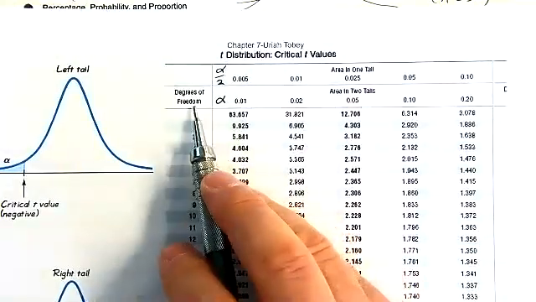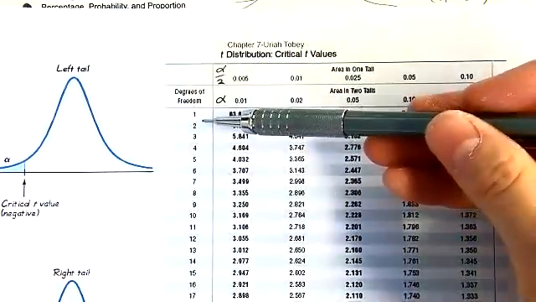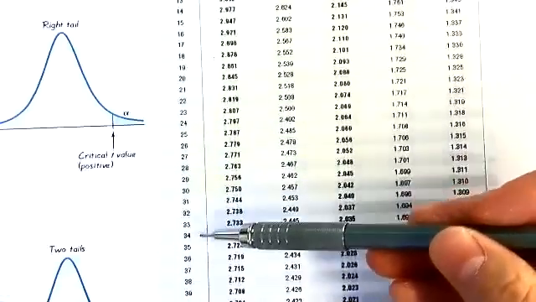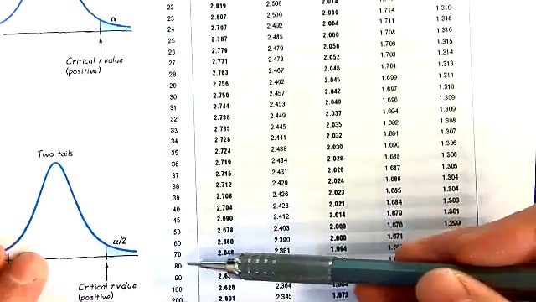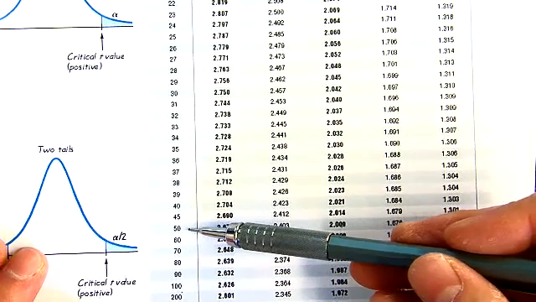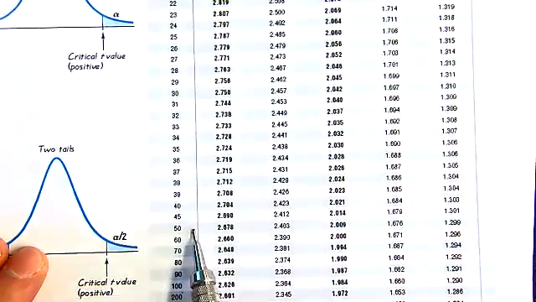On the left is degrees of freedom. So all I have to do is go down to 49. So I go down, and there is no 49, but there's a 50. So that's close enough for us. So I'm going to go to the 50 degrees of freedom.